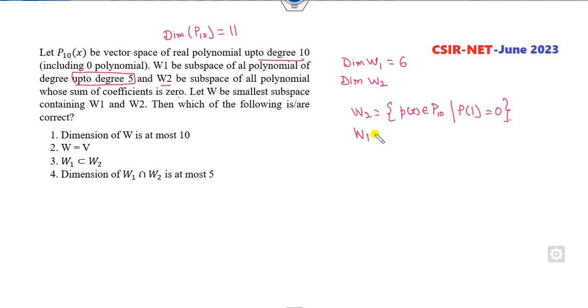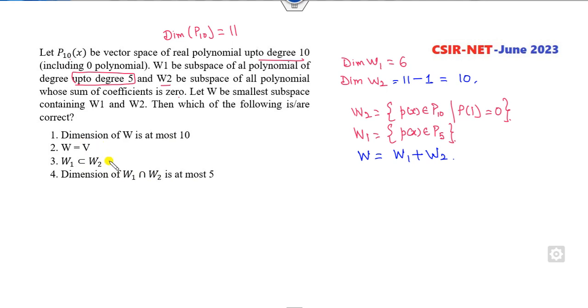Okay, and what is P1? All those polynomials of degree up to 5. This is my W1 and W2. So what is the dimension of this? The dimension of this is 11. There is only one condition, so it is 11 minus 1. Then W is the smallest subspace, and we all know the smallest subspace is W1 plus W2. Then we find the dimension of each of these.